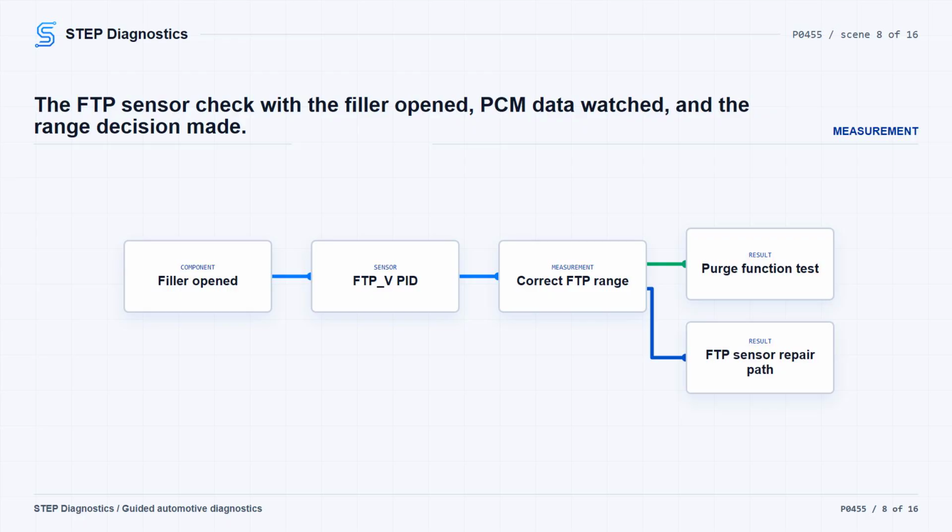If the FTP reading is in range, keep going to the purge valve functional test. If it is not in range, this path supports installing a new FTP sensor, then repeating and verifying the test, followed by the smoke machine phase 1 leak verification pressure test.